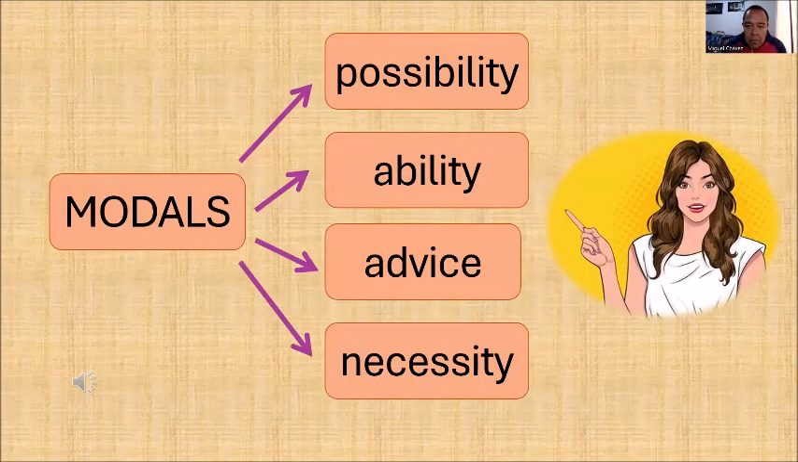Whatever you call them, modals, modal verbs, auxiliaries, auxiliary verbs, etc., modals are one of the most difficult grammar points for a student to grasp. There are many categories of modals in English, such as possibility, ability, advice, and necessity. And within each category, we have many modals to choose from.